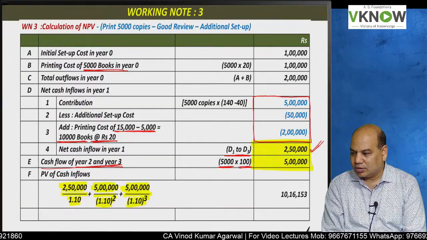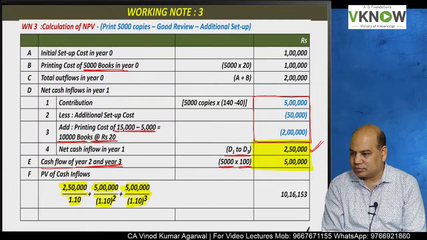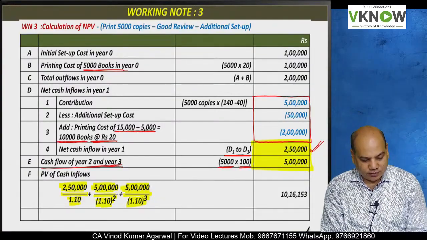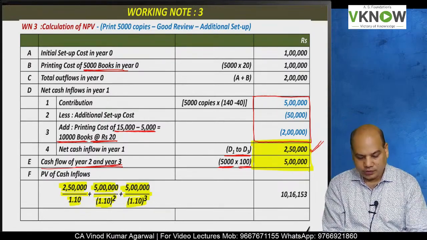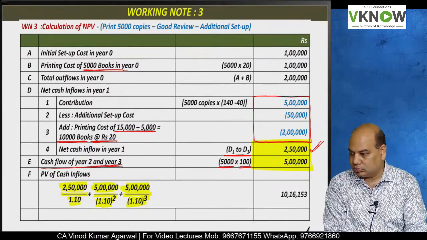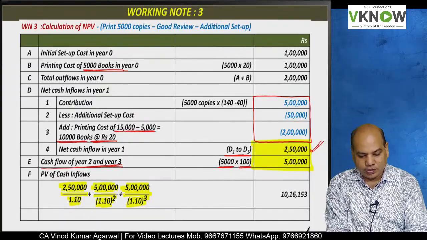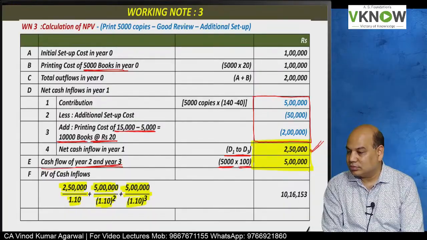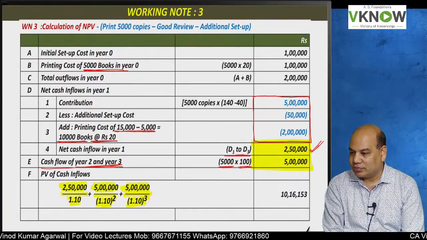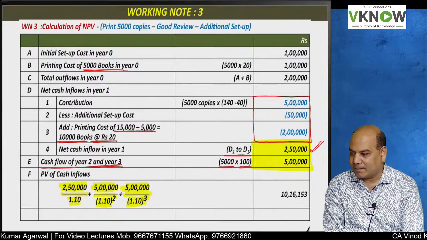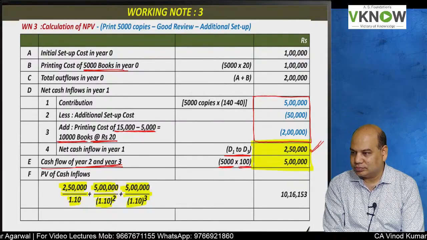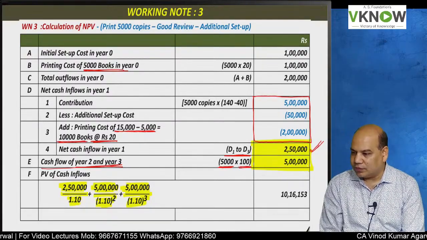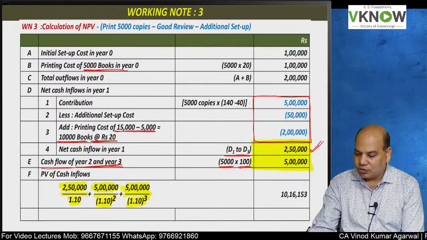10,16,153. Is the answer right? Please confirm if the answer is right, because accordingly I have to move ahead. Ten lakh 16,153. Okay. So what is your NPV now?